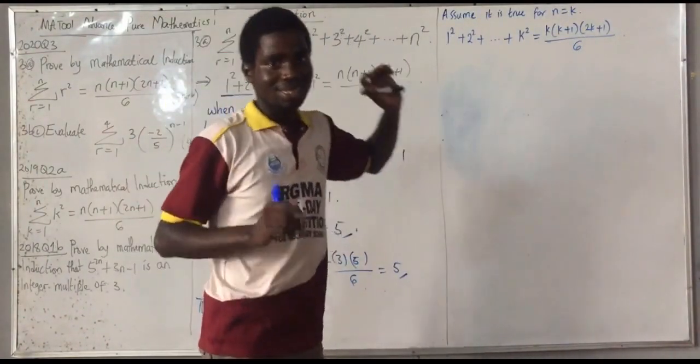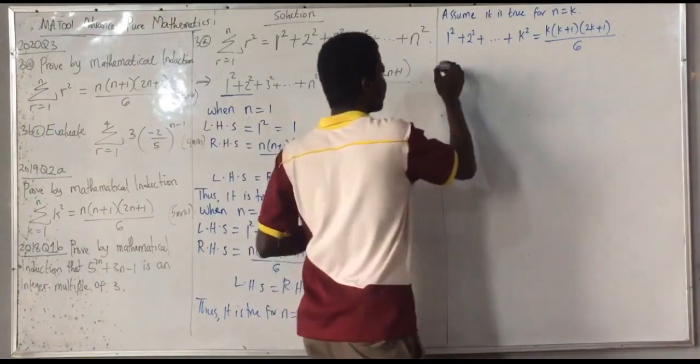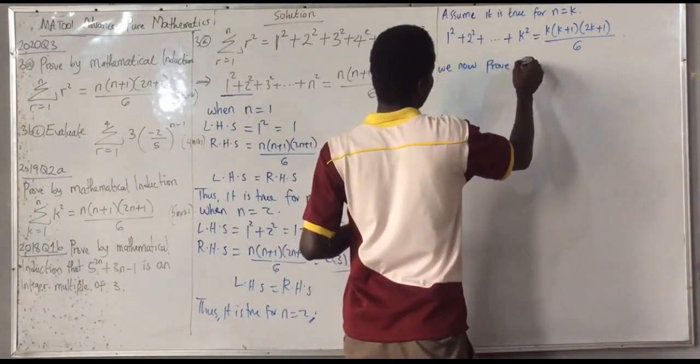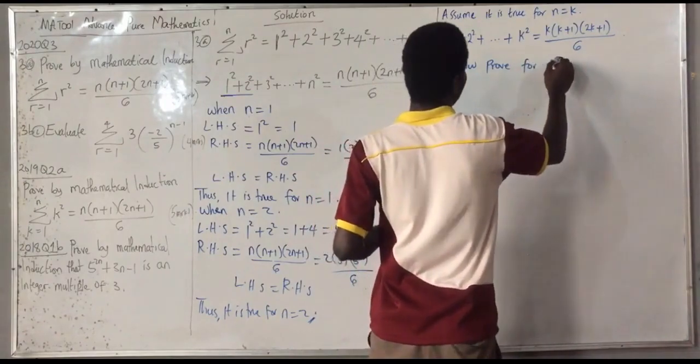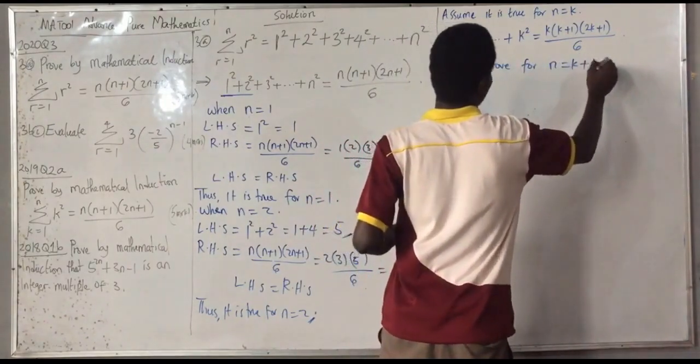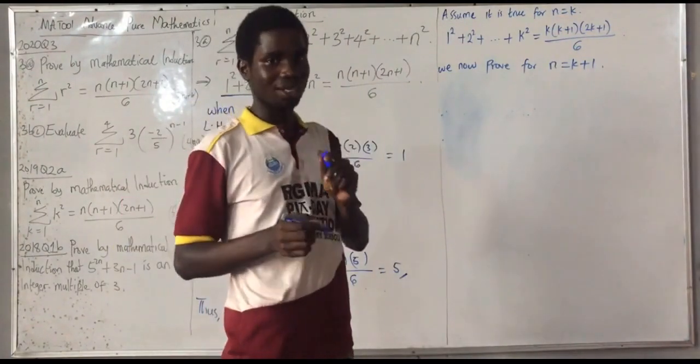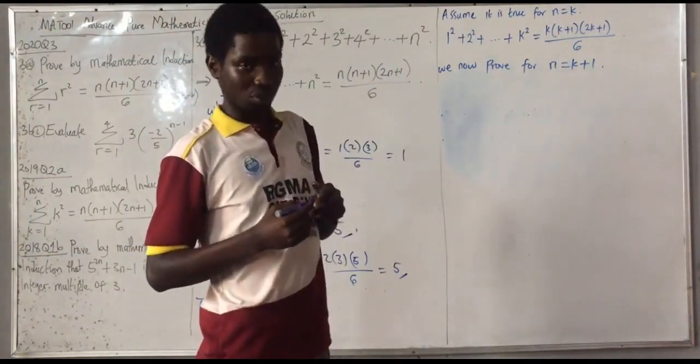So you've written that. The last thing to do, we now prove for n equal k plus 1. That is, we now prove that it is true for n equal k plus 1. Look at what will happen here.